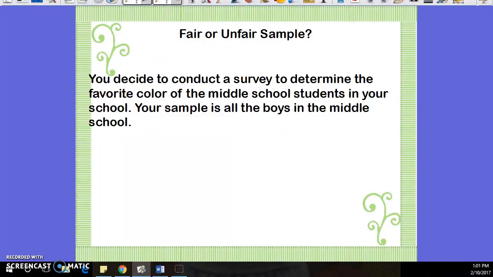So we have fair and unfair sampling. You decide to conduct a survey to determine the favorite color of middle school students in your middle school. You sample all the boys in the middle school. Is this a fair or unfair sample? Well, since our population is just middle school students, and it doesn't say boys that are middle school students, it would be unfair because it does not fairly represent the whole group. It doesn't include the girls at the middle school.